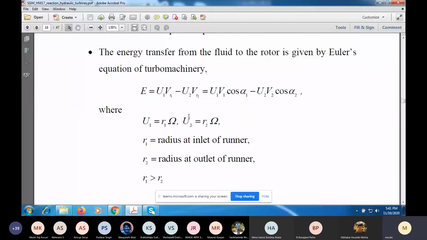And VT1 I can write as V1 cos alpha 1 and VT2 as V2 cos alpha 2. So we are subtracting some quantity here from this product of U1 and VT1. So you'll have the maximum energy transfer when VT2 is 0. That is, alpha 2 is 90. So this is an important point to keep in mind.